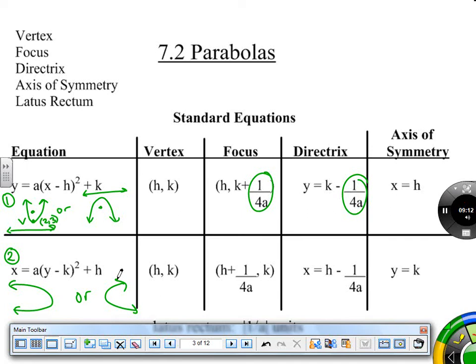Again, I don't memorize any of that stuff. I just know that in this one, the focus is going to be over here and the directrix is going to be over here. So when I find my vertex, I add a distance to the x-coordinate to get the focus, and subtract it to get the directrix. We'll see more about how that works as we do some examples.